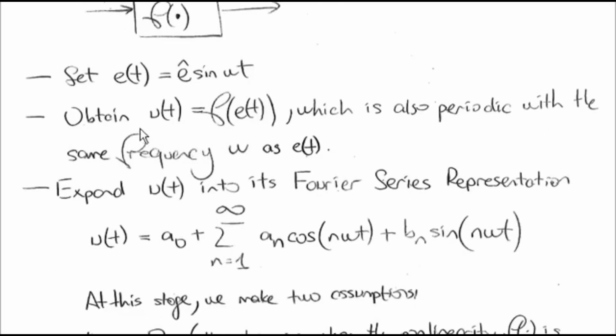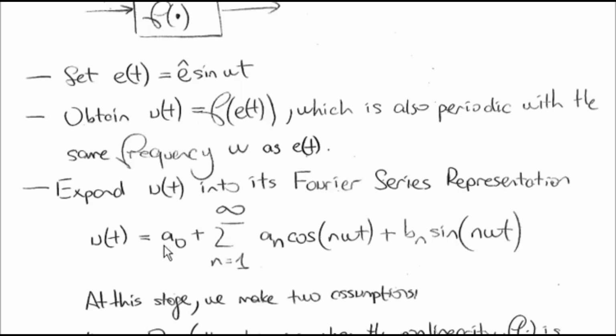So that is why after calculating u(t) here, we expand it into its Fourier series representation. We know that u(t) is going to be periodic with the same period as the input. So here its Fourier series expansion would be possible. In the Fourier series expansion, we are going to have terms like this.